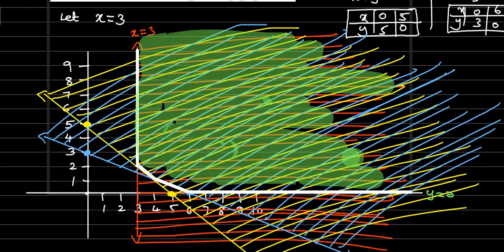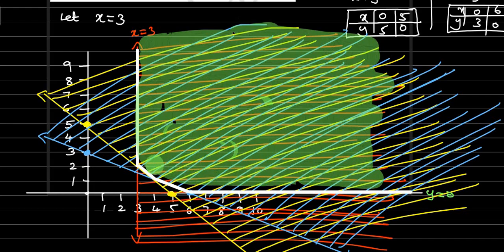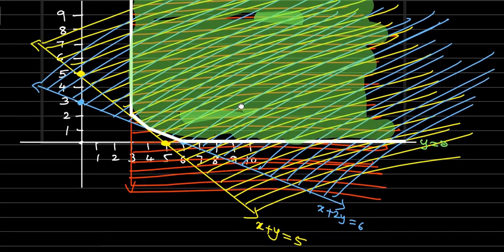But is it bounded? Are we getting a closed figure? See, the shaded one fully is a feasible region, but do you see it's bounded? It's not bounded. If it is not bounded, then it is unbounded. Okay, so we'll write the same now.